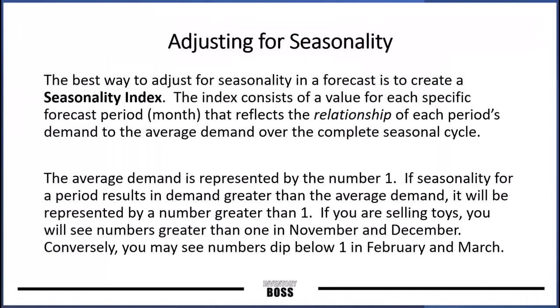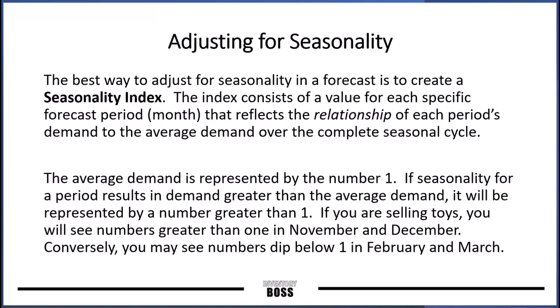So like I said, the best way to adjust for seasonality in a forecast setting as you're actually doing math is to create a seasonality index. The index consists of a value for each specific forecast period that reflects the relationship of each period's demand to the average demand over the complete seasonal cycle. So let's say, for example, we take 12 months and then we average those months. Whatever that average is, we're going to assign a value of 1.